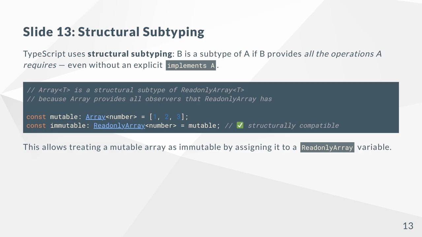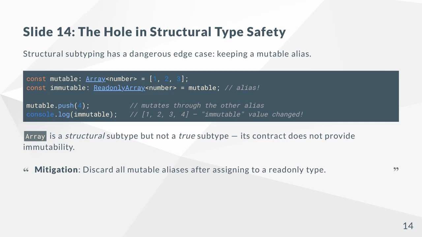The standard Array type is a structural subtype of ReadonlyArray because Array provides all the observer methods that ReadonlyArray requires. This means you can assign a mutable array to a read-only array variable. The TypeScript compiler permits this. But there is a dangerous edge case hiding here. Structural subtyping has a hole.